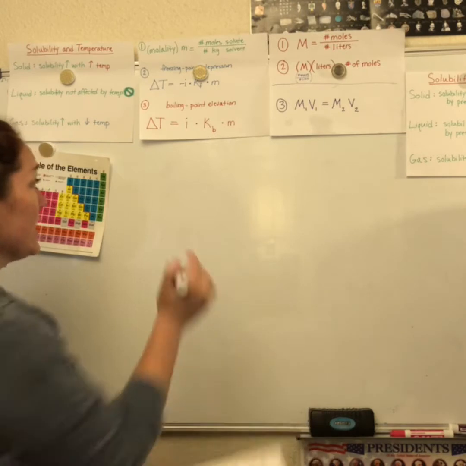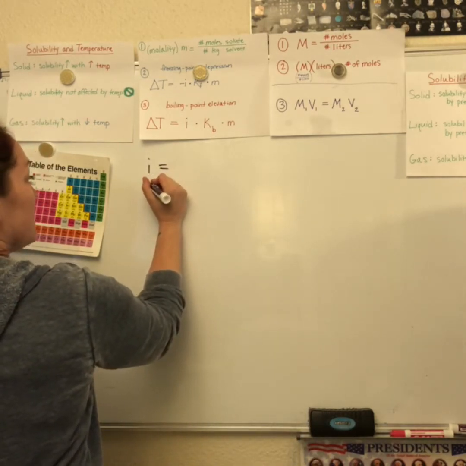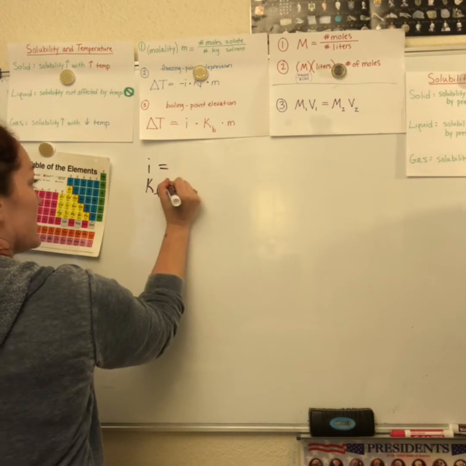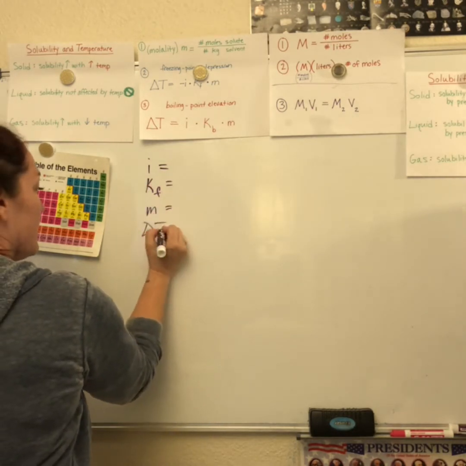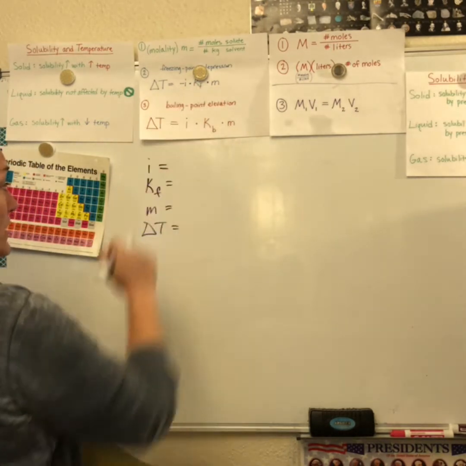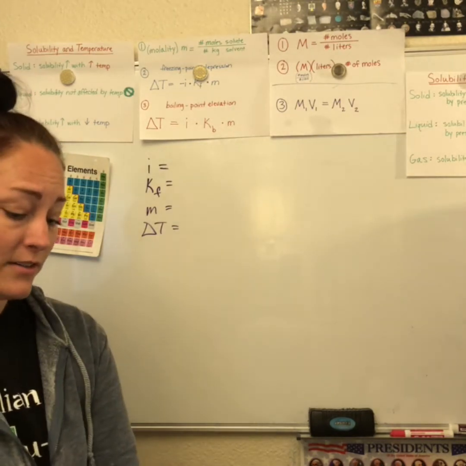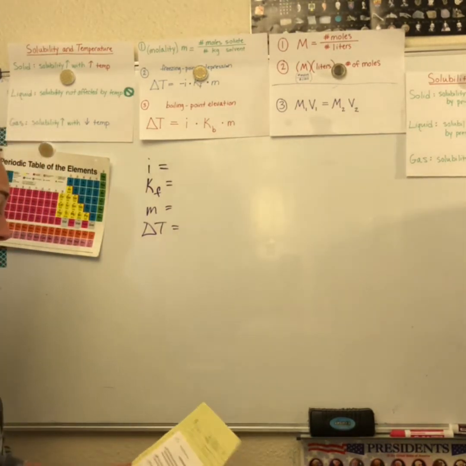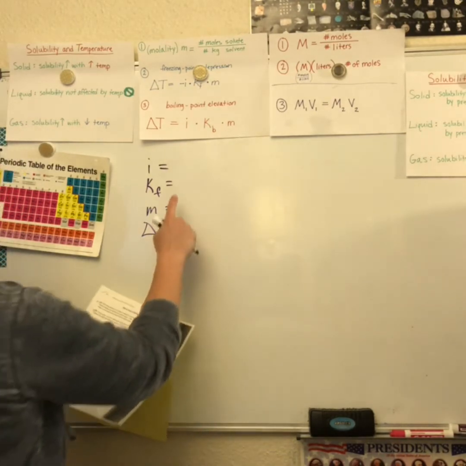So I'm going to go ahead and list out everything I need. I need an i, I need my K, and in this case, it's going to be Kf for freezing, molality, and then I'm going to add my delta T here, okay? So before I plug them into my equation, I'm going to just make note of what I've got, okay? So the first thing they gave you is they're always going to give you your Kf or your Kb.